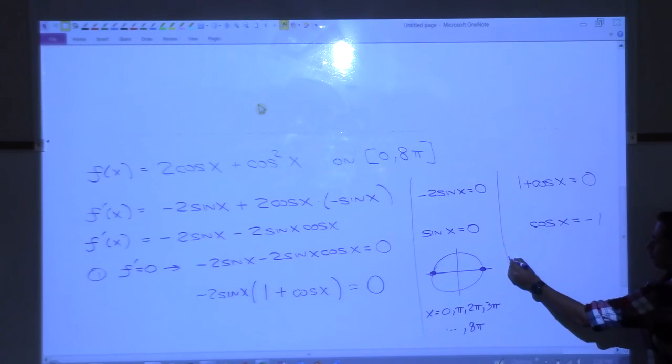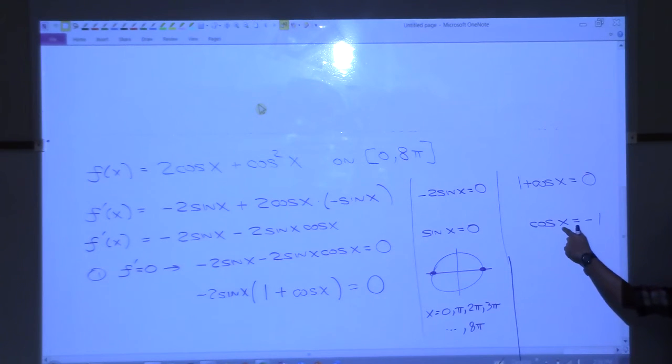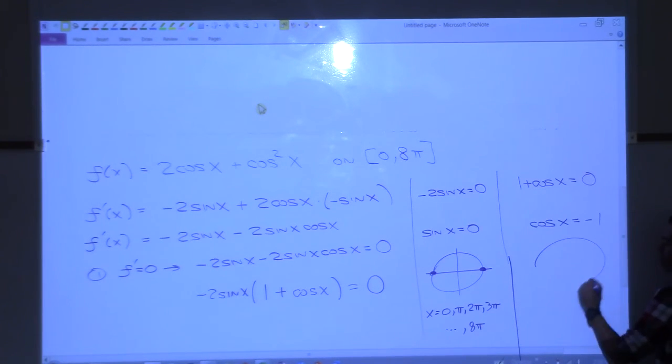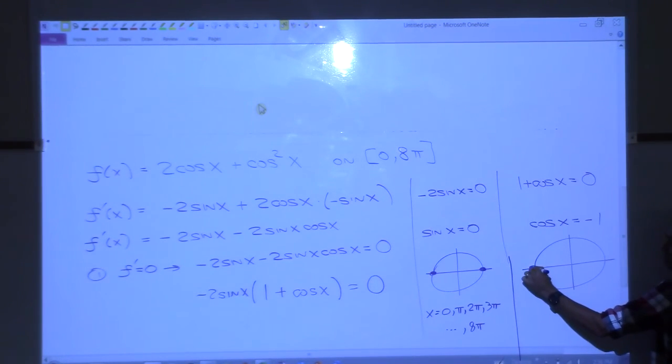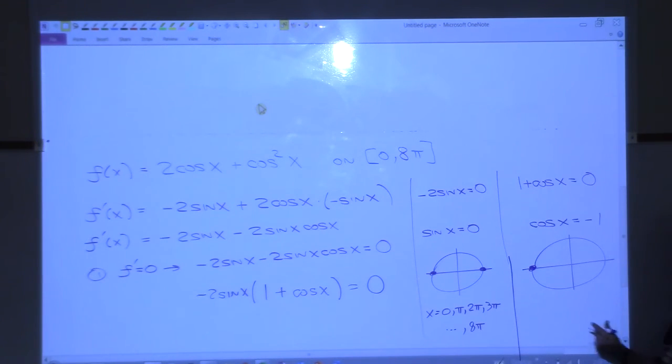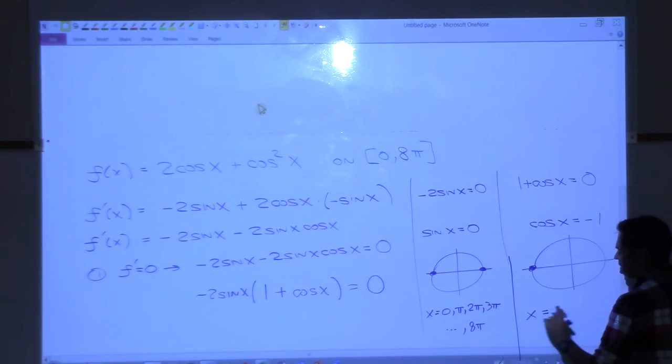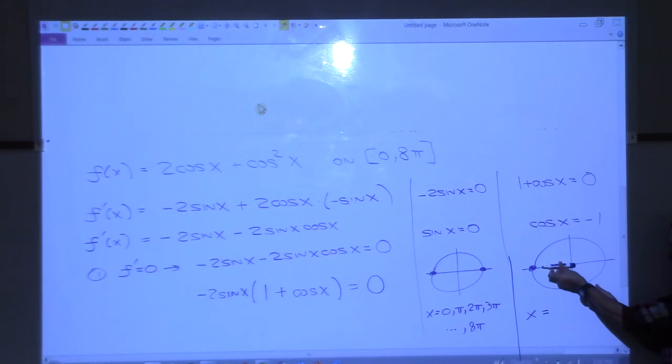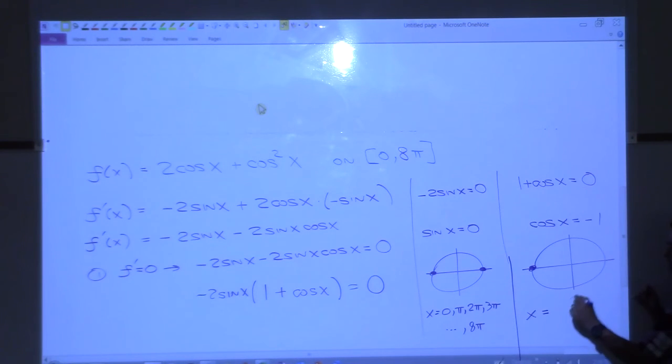Now how about over here? Where's cosine of x equal to negative 1? So cosine is the what coordinate? X coordinate. Where's the x coordinate negative 1? Just here, right? That's the only place where the x coordinate is negative 1. So this is going to happen when x is equal to pi, and then we have to go all the way back around, so 3 pi. So this is going to happen at pi, 3 pi, what's the next one? 5 pi and 7 pi.